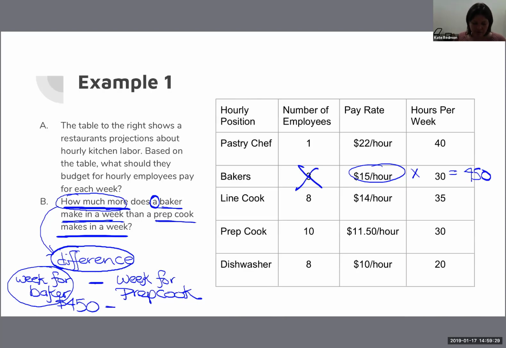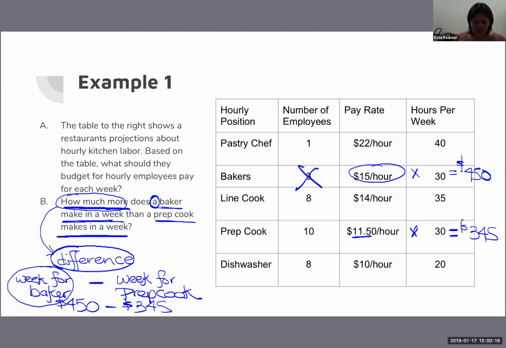So that's $450. And now I want to compare that. I want to find the difference between that and a week for a prep cook. So how much does a prep cook make in a week? So we're going to do $11.50 an hour times 30 hours. And we should get $345. $345. There we go. Those are the 2 numbers we're comparing.